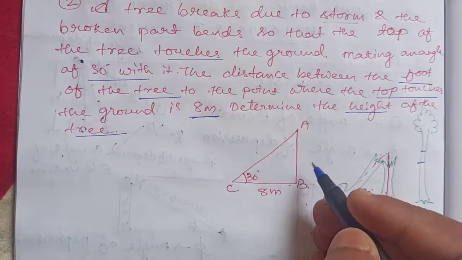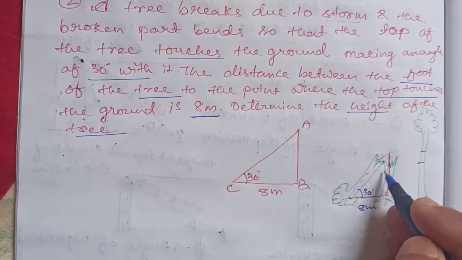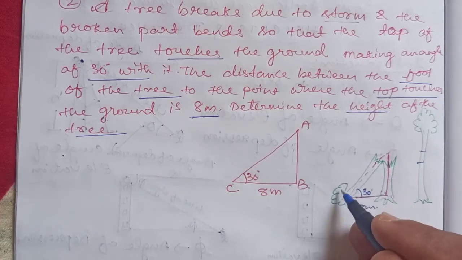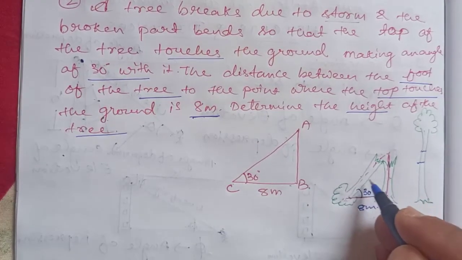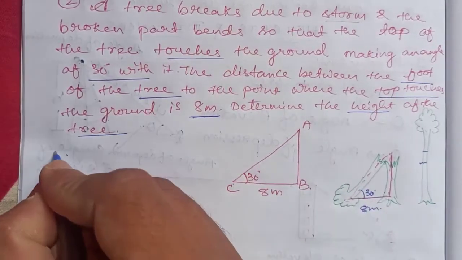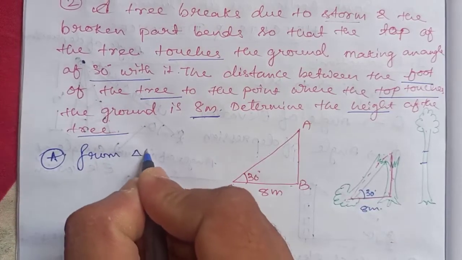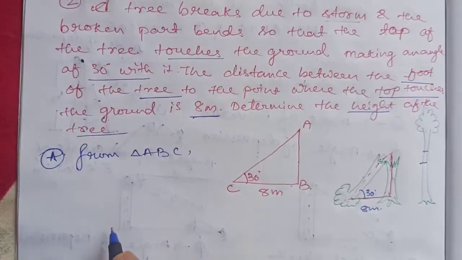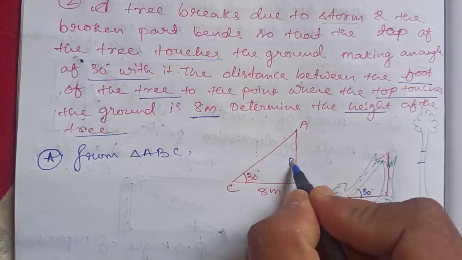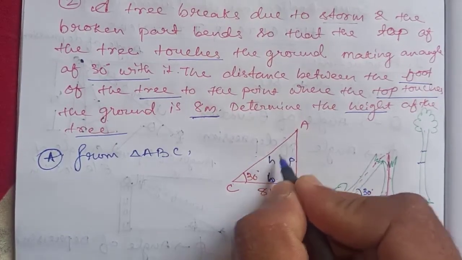Height of the tree means this tree was this much tall. This is only half part and this is the other half part. So both the parts we have to find out. That means AB and AC both we have to find out. First of all I will take triangle ABC. This is perpendicular, 90 degrees. This is base. This is hypotenuse.